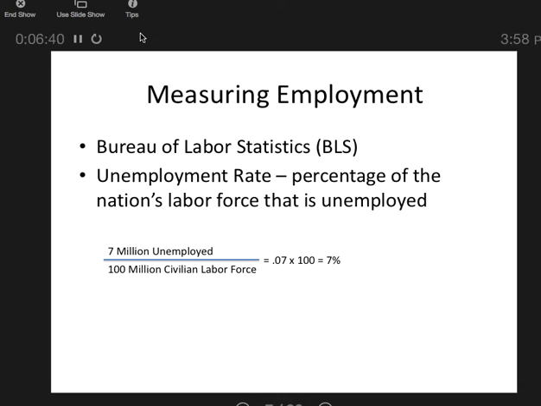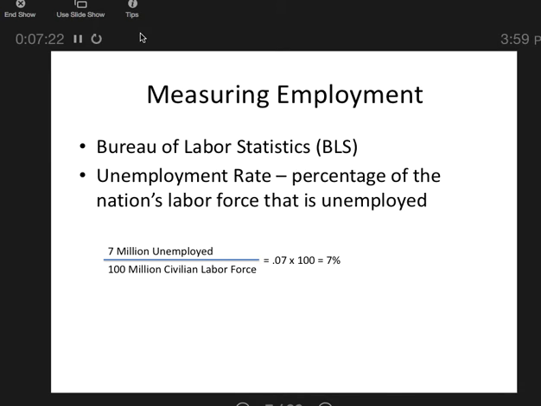Now, each month, the Bureau of Labor Statistics has to put an unemployment number together, and it's quite simple how they come up with this unemployment rate. They simply take the amount of people that are unemployed divided by the amount of people in the labor force, and they get this number. So for instance, if we had 7 million people that were unemployed and we only had 100 million in the civilian labor force, we divide 7 by 100, we get 0.07. We can multiply that by 100 to change it to a percent, and our unemployment rate would end up being 7%. So again, not too difficult when they come up with this number each month.